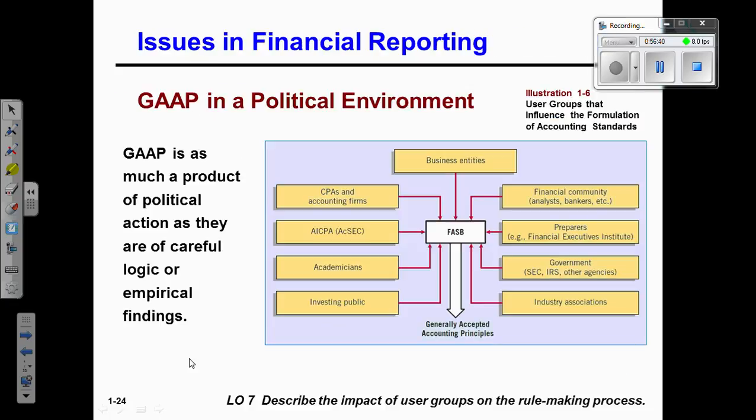This shows all the different groups, huh? Right? This is illustration 1/6 in your book. All the different groups have input to this stuff, to the FASB. So you can imagine working at the FASB would be kind of cool, huh? If you like that sort of thing. So GAAP is as much a product of political action as it is of careful logic or empirical findings. Absolutely. And you'll see some things that don't seem very logical, but if you understand the politics that were going on, when you get in 313 with Richard Schrader and you're looking at leases, unbelievable. You're looking at income taxes, looking at pensions. Pensions is really unbelievable. And it's a political process. Some of it makes sense, some of it is just nuts, right?